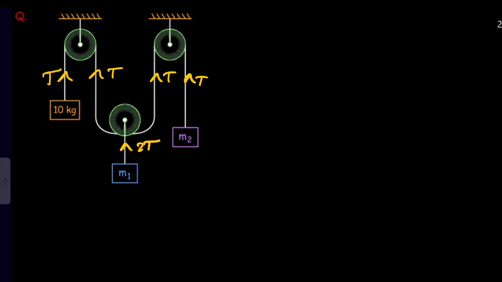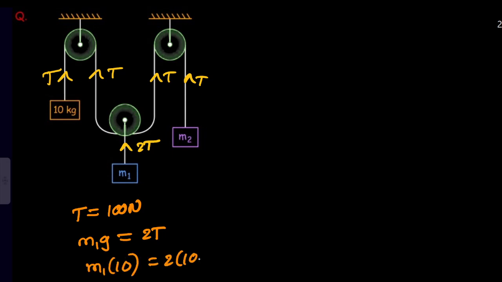Tell me now, here m1 is how much? So we can say t is equal to 100 newtons first. So that is m1g, which is equal to 2t. So that is m1 into 10, which is equal to 2 into 100. So that means m1 is equal to 20 kg. Next, m2 will come to be how much now? 10 kg, isn't it?